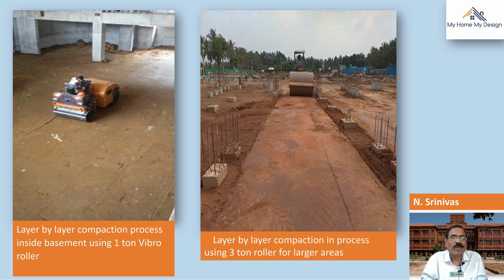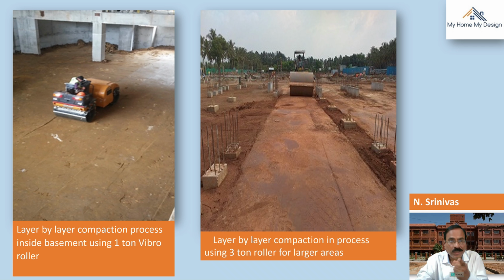See, the layer by layer compaction process inside the basement using a 1-ton vibro roller. After giving sufficient compaction, you go for the dry density test, which gives 95% or sometimes more than 95%, 98% dry density, which is almost equal to the natural soil. This test determines that the compaction gives better results, and then it is ready for receiving PCC.